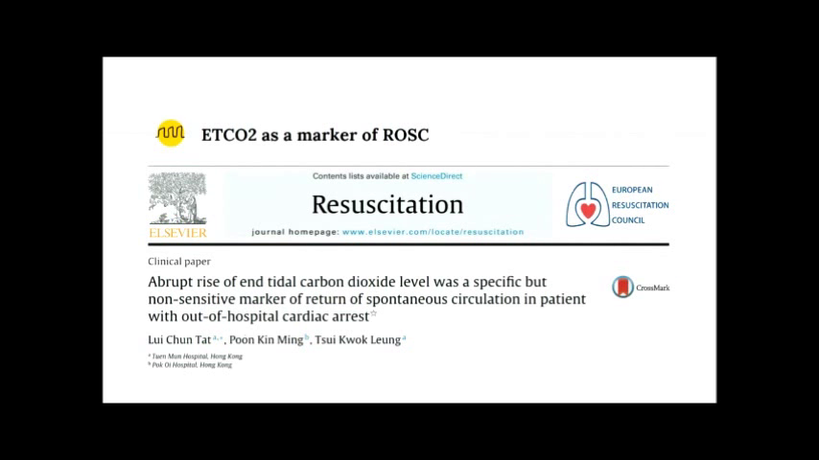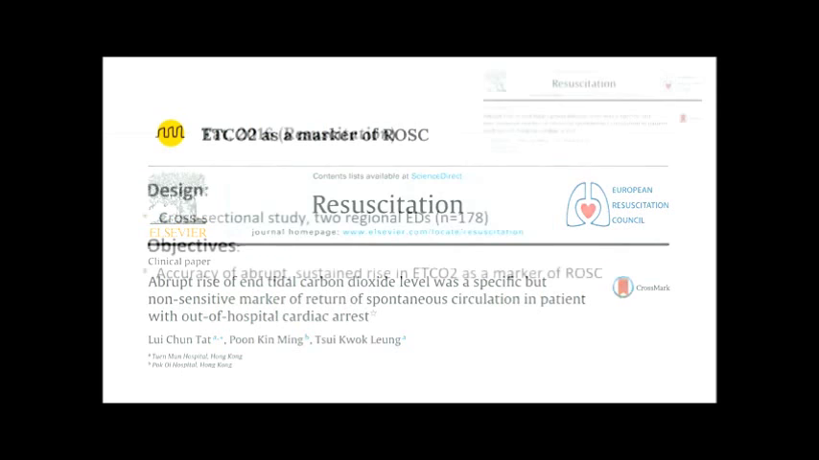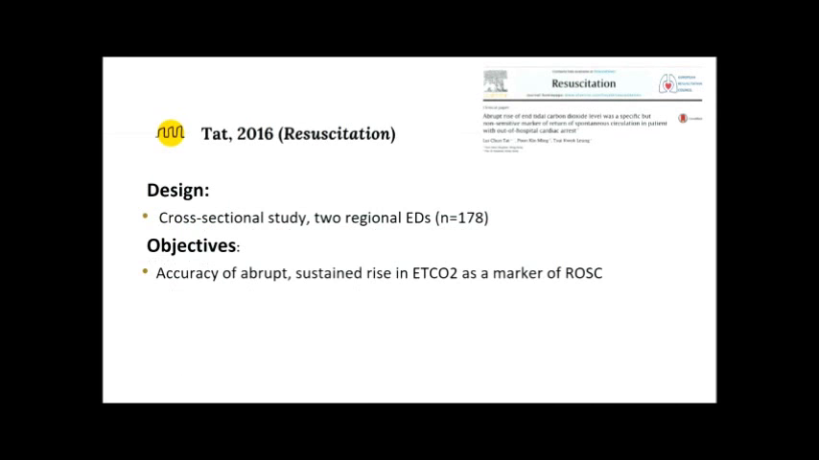There's been a lot of, again, low-quality evidence, because they're observational trials. There are no RCTs on this. One that I would like to present to you is by TAT in 2016. They looked at an abrupt and sustained rise in CO2 as an indicator of ROSC in out-of-hospital cardiac arrest patients. It was a cross-sectional study with 2 EMS services in Hong Kong, and a total of 178 patients. They wanted to see how accurate that abrupt and sustained rise is as a marker of ROSC itself.